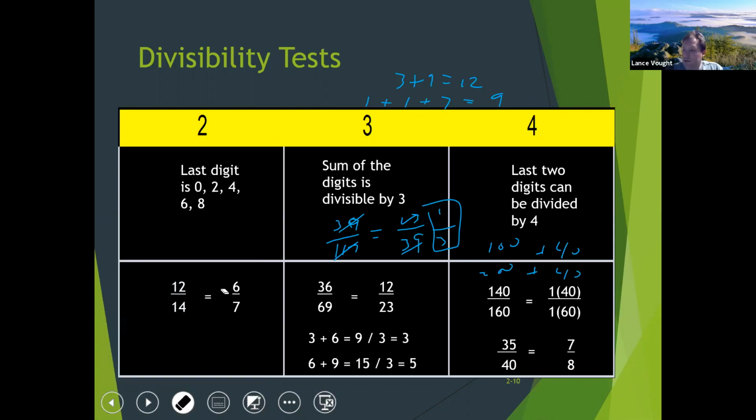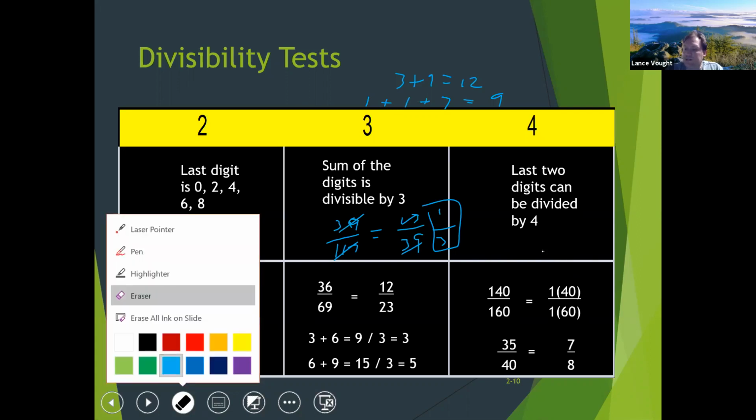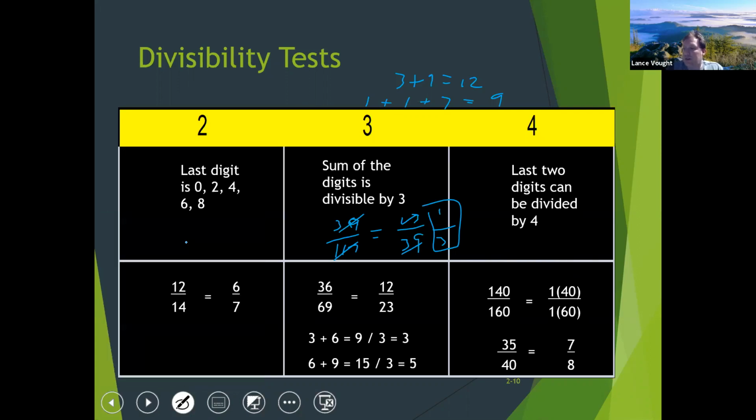So the only time in which you might run into problems where something isn't divisible by 4 is if these last 2 digits are not divisible by 4. So like 149 is not divisible by 4 because 49 is not divisible by 4. 140 is divisible by 4 because 40 is divisible by 4. 40 over 4 is 10.